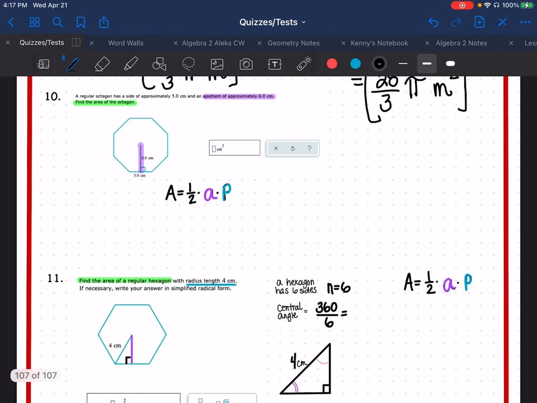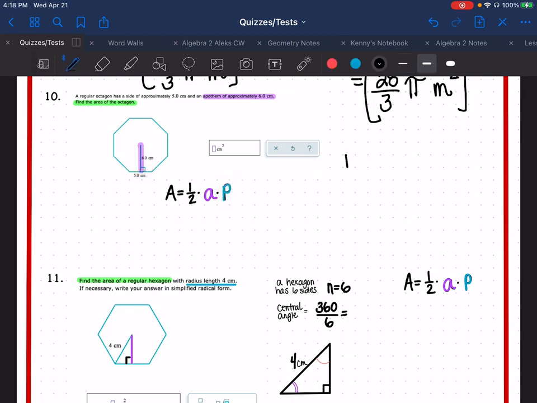All right, the last two questions are going to come from our last assignment. And question number 10 will be the easier of the two, because if you read the question, it is going to tell you what the perimeter is, remember P stands for perimeter, and it's going to tell you what the apothem is, or at least approximate it. And then it's going to ask you to find the area. So this one is an octagon, and it does tell me that a regular octagon has a side of approximately 5 centimeters. This side is going to allow me to find P.